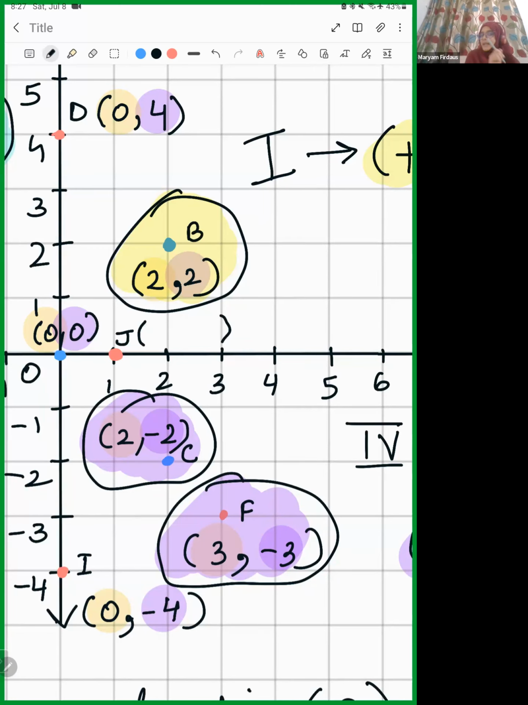Okay. You're standing at origin. From origin, you have to move to this point J. Oh wait, sorry, I made a mistake. It is on the x-axis. So the ordinate will be 0, and the abscissa would be 1. Okay, abscissa will be 1.